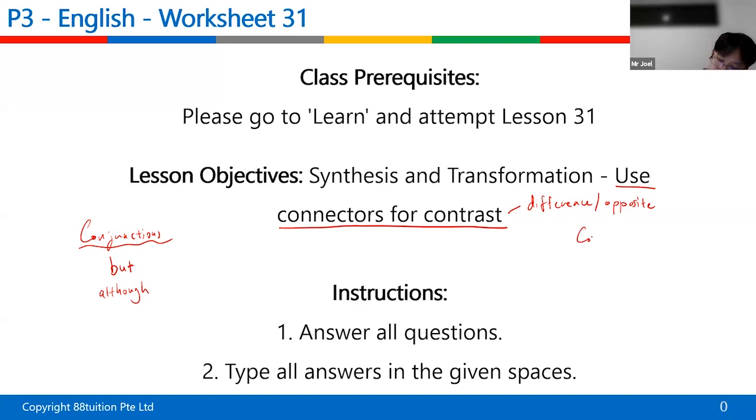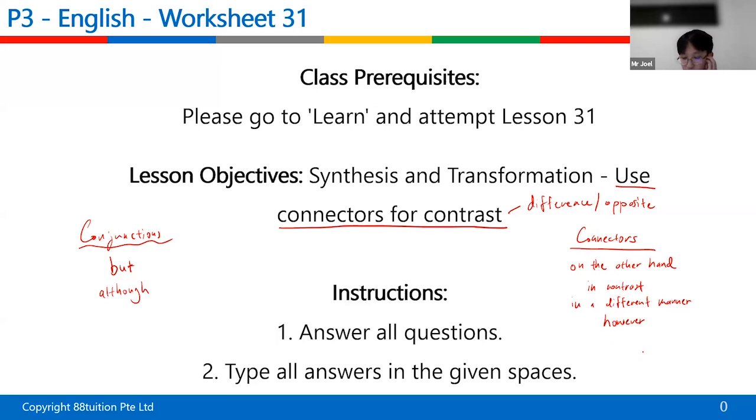And then there are some connectors for contrast as well to show things are the opposite. So we have connectors like on the other hand. This is an example of a connector that's more than one word. And then we have things like in contrast. Or some people might say in a different manner. And then you have the single word ones, like however. On the other hand, yeah, that's mostly it for the connectors of contrast.